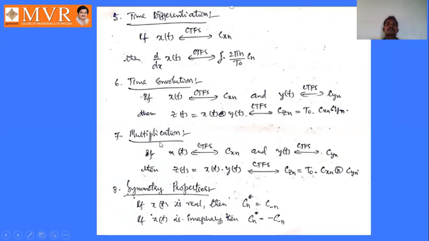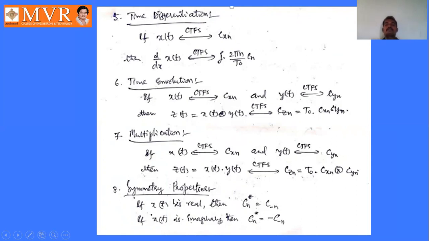Next, the multiplication property. It is stated as: if the continuous time Fourier series of x of t is c_xn and that of y of t is c_yn, then the multiplication becomes convolution in frequency domain. So z of t equals x of t multiplied by y of t, and the continuous time Fourier series becomes c_z equal to some constant T naught into c_xn convolved with c_yn. See the difference here: convolution in time domain becomes simple multiplication in frequency domain. Similarly, multiplication in time domain becomes simple convolution in frequency domain.